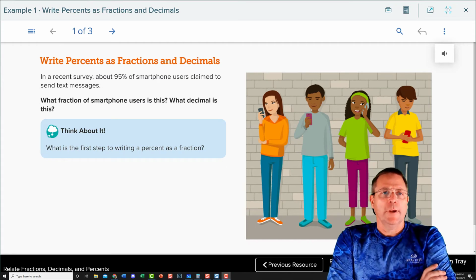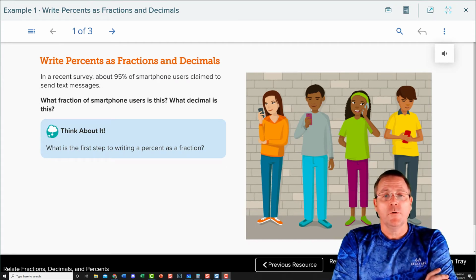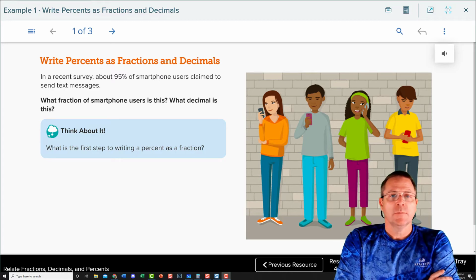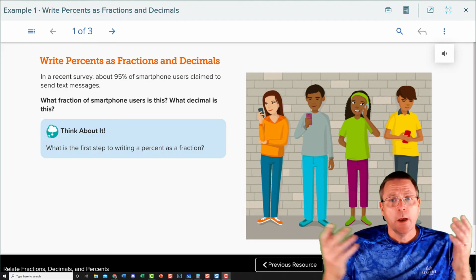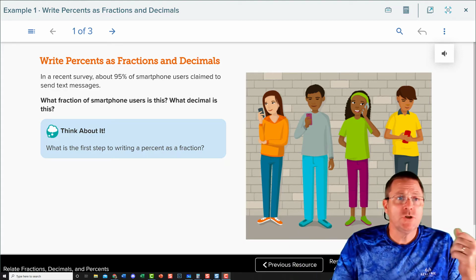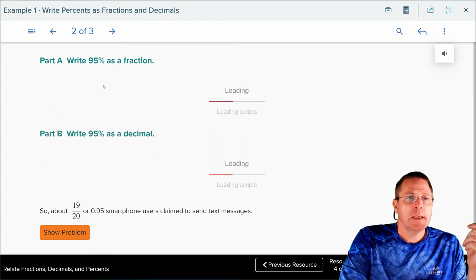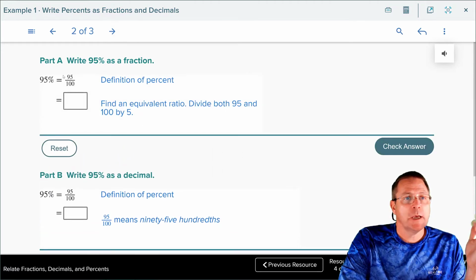In a recent survey, about 95% of smartphone users claim to send text messages. What fraction of smartphone users is this? Write the decimal. What decimal is this? Think about this. What is the first step in writing a percent as a fraction? Well, a percent is a ratio of some number to 100. So all we have to do is drop the percent sign and place the 95 over 100.